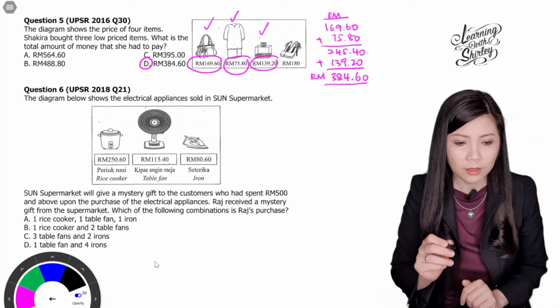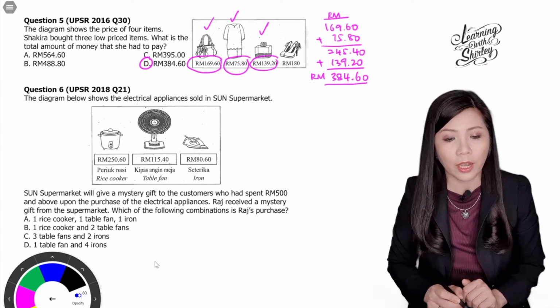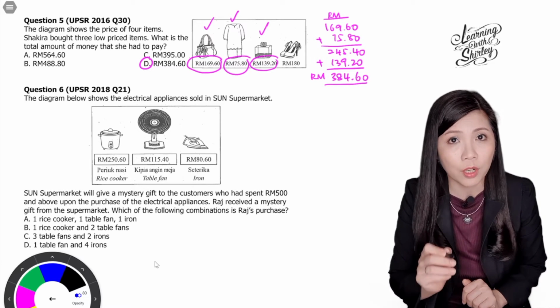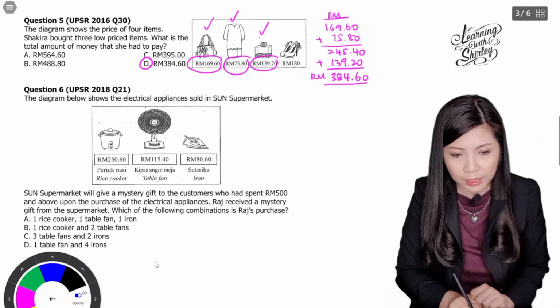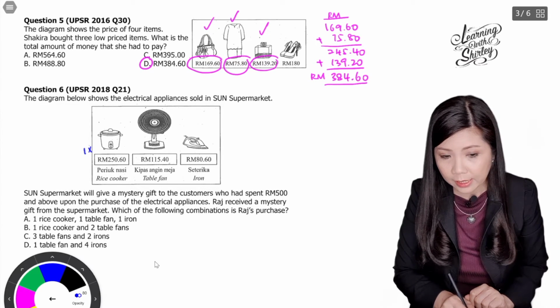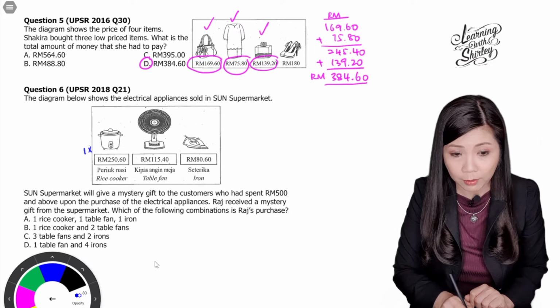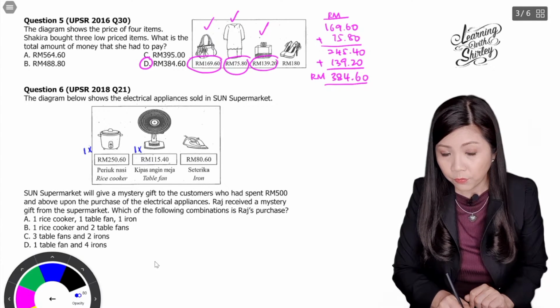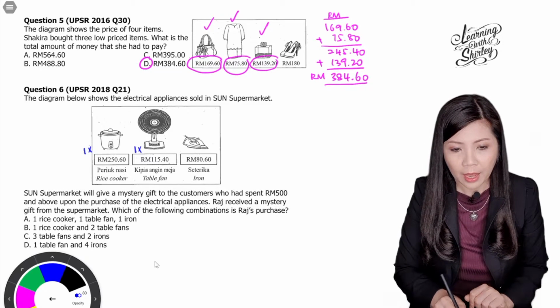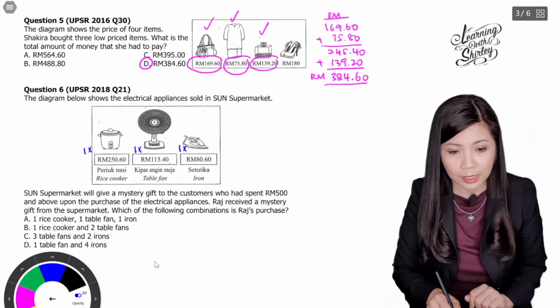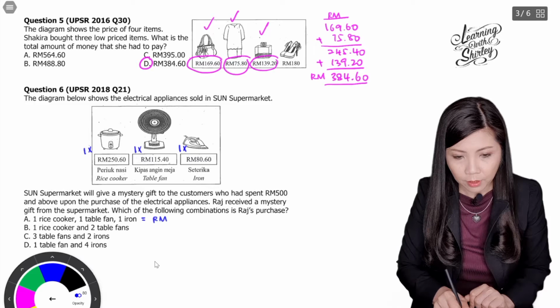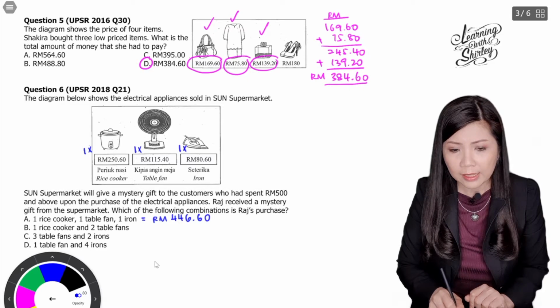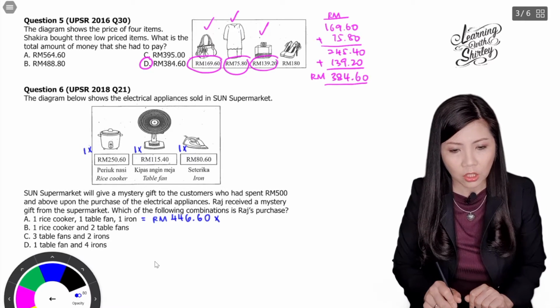So we're going to find the total price for all the A, B, C, D, until we can find one which is more than 500 ringgit. Okay, so let's solve this. For A, 1 rice cooker means 1 times 250 ringgit and 60 cents, plus 1 table fan, 1 times 115 ringgit and 40 cents, and then plus 1 times 80 ringgit 60 cents, and we'll get the total, which is 446 ringgit and 60 cents. So this is less than 500 ringgit. Therefore, this is not the answer.